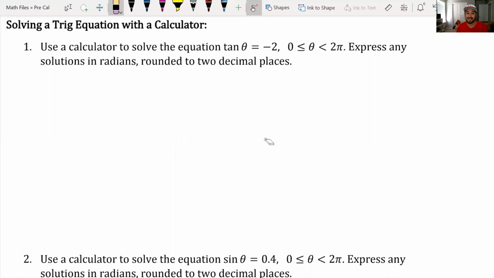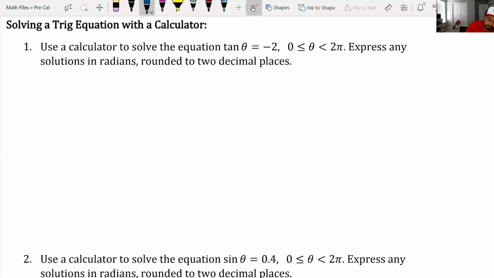We want to apply the inverse trig functions to these, but the tricky part is staying within the unit circle, 0 to 2 pi. So the first thing I want to do is find out the tangent theta of -2. Tangent theta equals -2. So we need to find that radian value. Well, the only way to find that radian value is to apply the inverse.